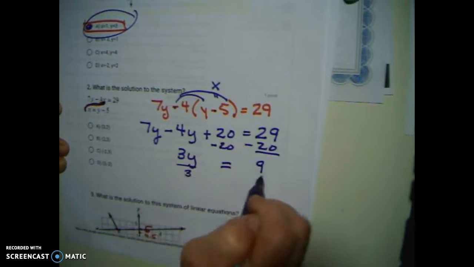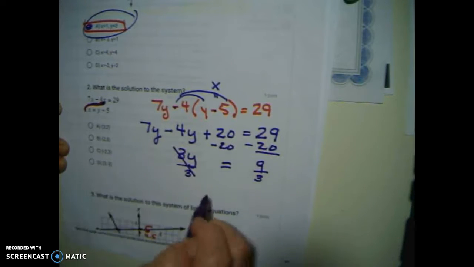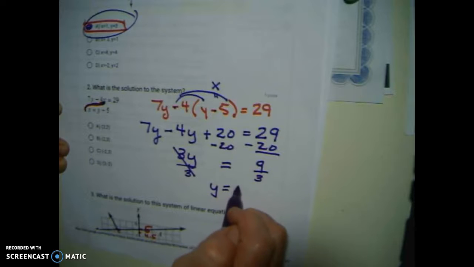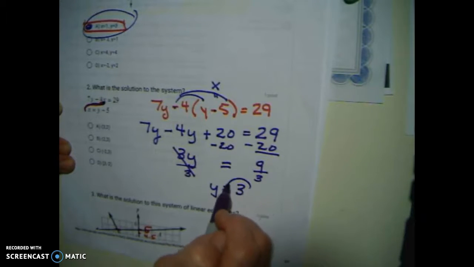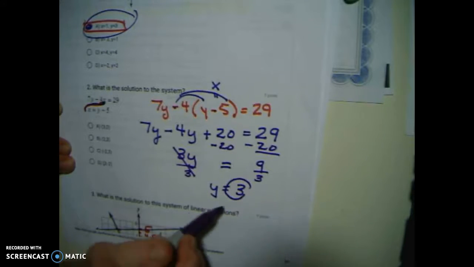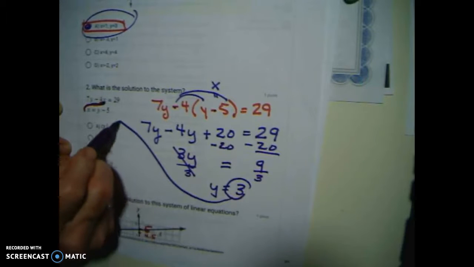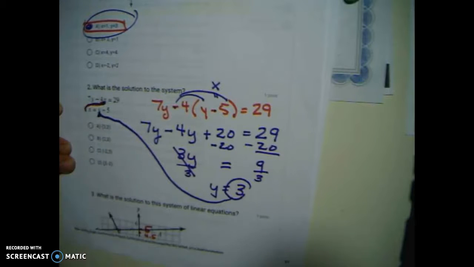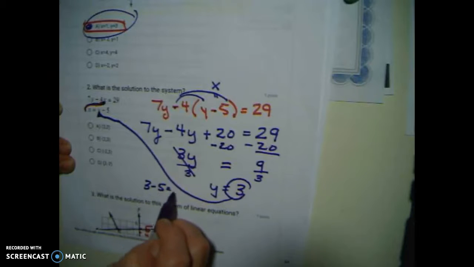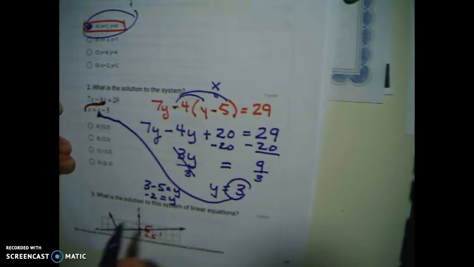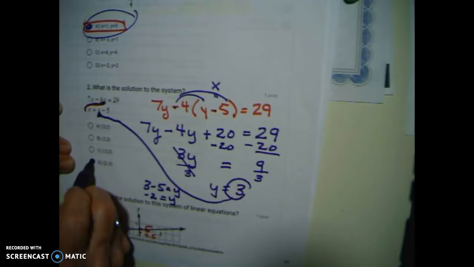Divide both sides by 3. My 3's cancel. Y equals 3. I look over here and see if any of them have more. Yep. So I have 2 that have a 3. So that means I have to take this 3, substitute it back in the easiest equation that I can find right here to find my x. So 3 minus 5 equals y, therefore y equals negative 2, and the correct answer is D, right here.